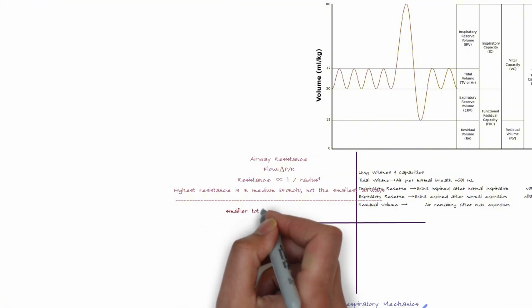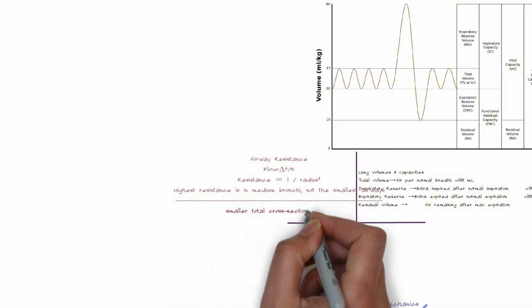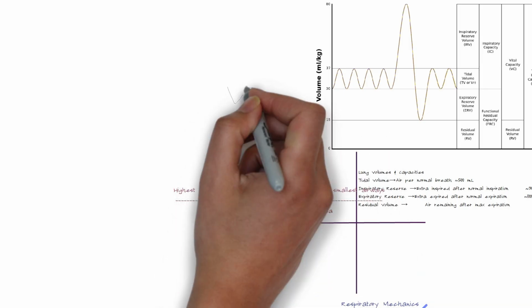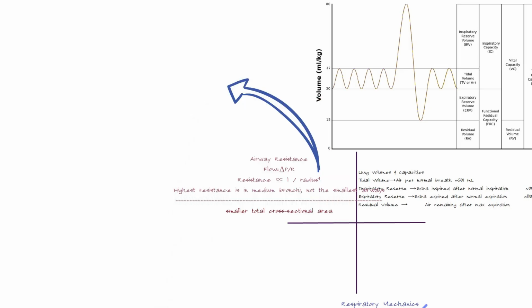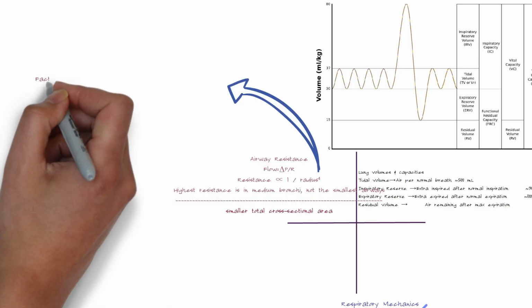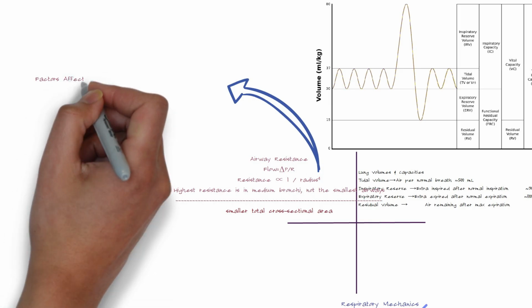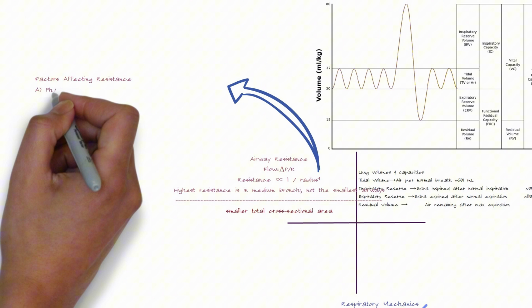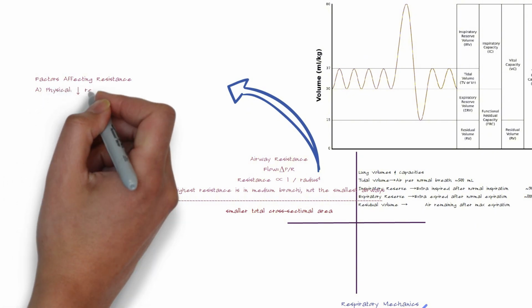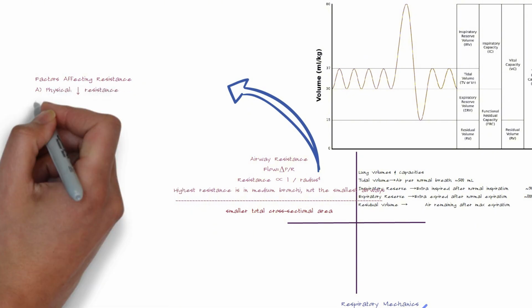So the medium bronchi, which have a total cross-sectional area less than that of the small bronchioles, have a higher resistance. So the higher resistance is present mainly in the medium bronchi, and it's not in the small bronchi. This is due to the smaller total cross-sectional area.